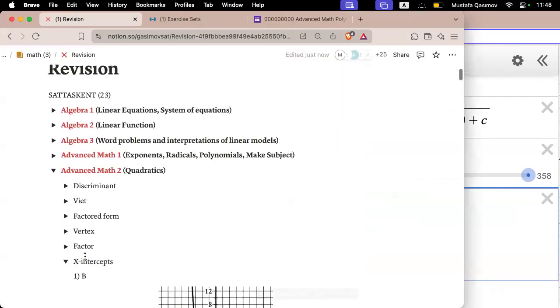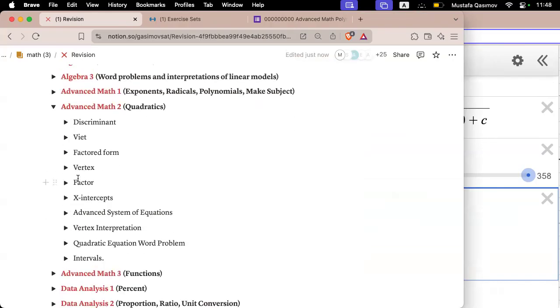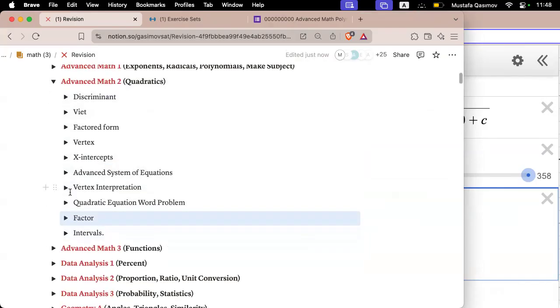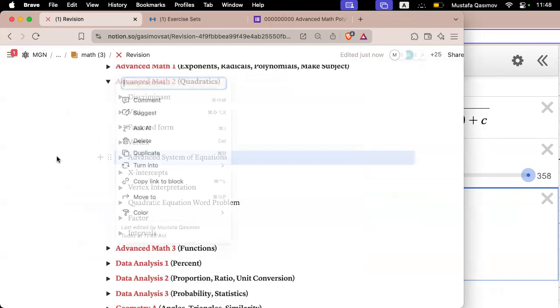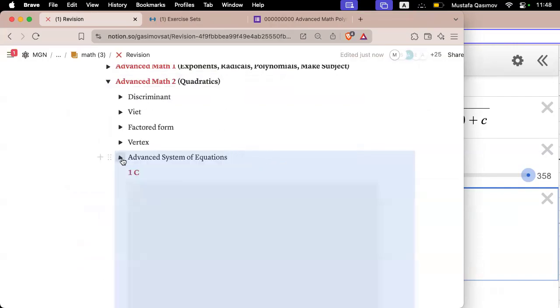Okay, let's look at what we have. We have factor here. We have vertex, advanced system question. Let's look at advanced system question. I think there was one question here.